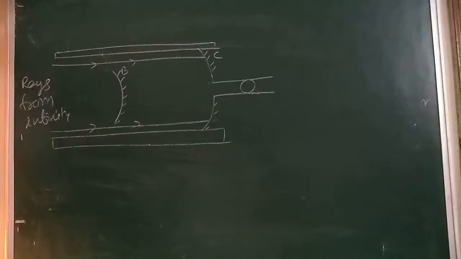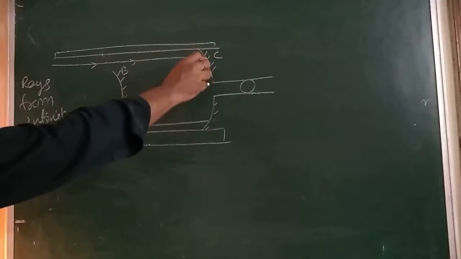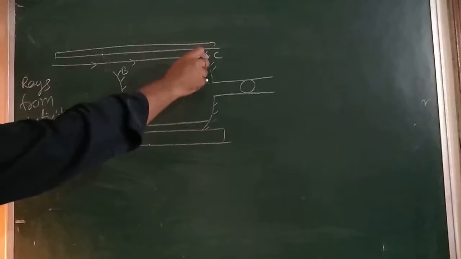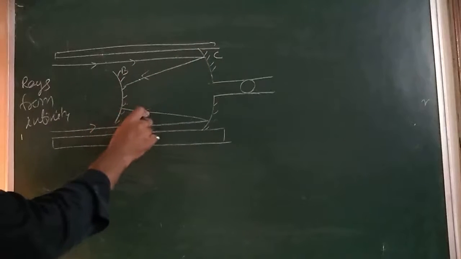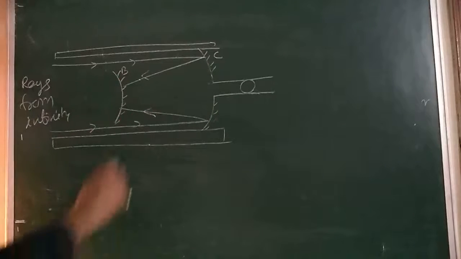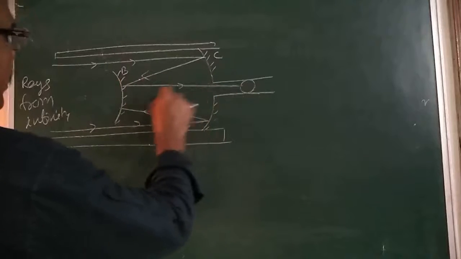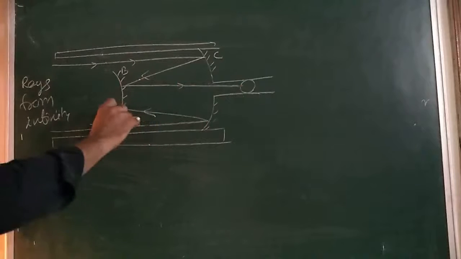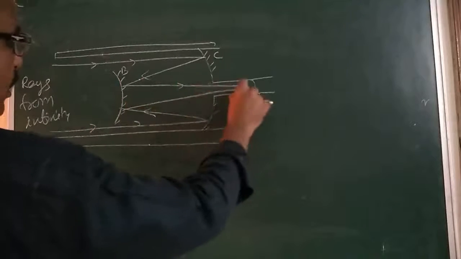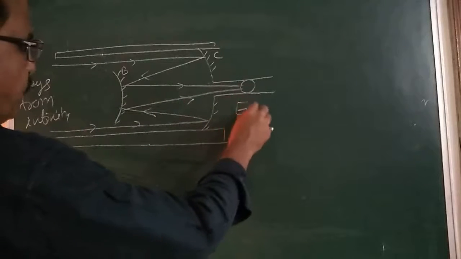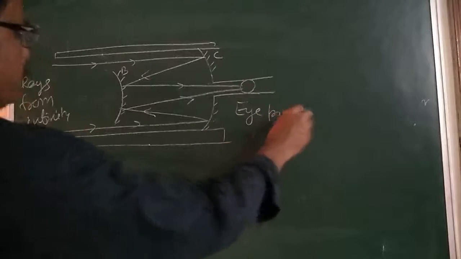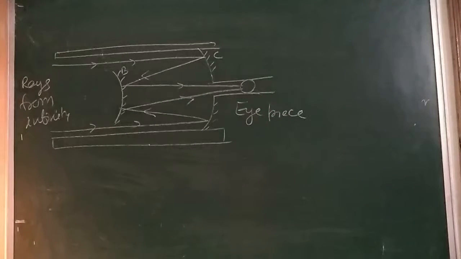Then after reflection, these rays meet at the focus of this mirror. Here, say it comes like this. Then again after reflection, it will go in this manner, and we are getting an image like this. So draw this diagram, then I am explaining here. This is the eyepiece. This is called reflecting type telescope.